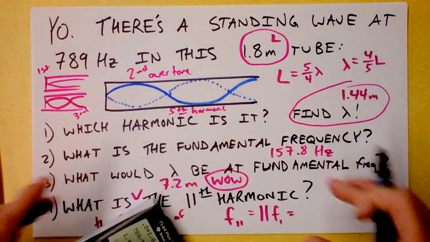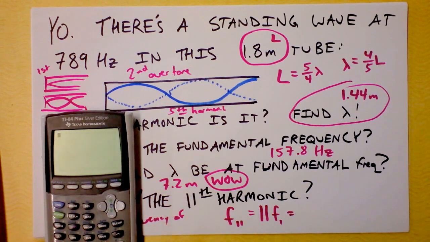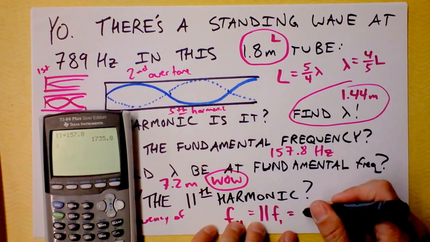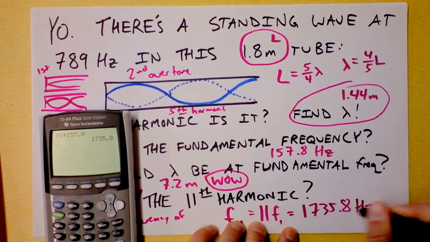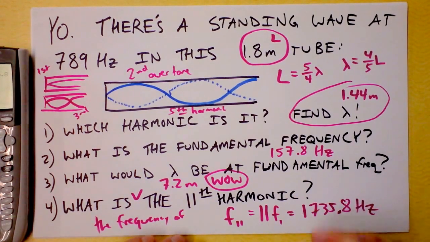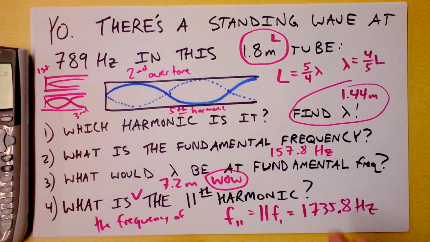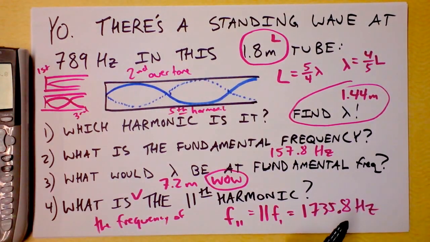Now, I could have gone about this in a lot of different ways. There are a lot of relationships here, but I'm just going to make this straightforward, and I'm going to say 11 times 157.8 hertz, and I get 1735.8 hertz. My final observation is that it seems like the higher harmonics are always going to be higher frequencies, and correspondingly shorter and shorter wavelengths. I guess that's the bell. Goodbye.